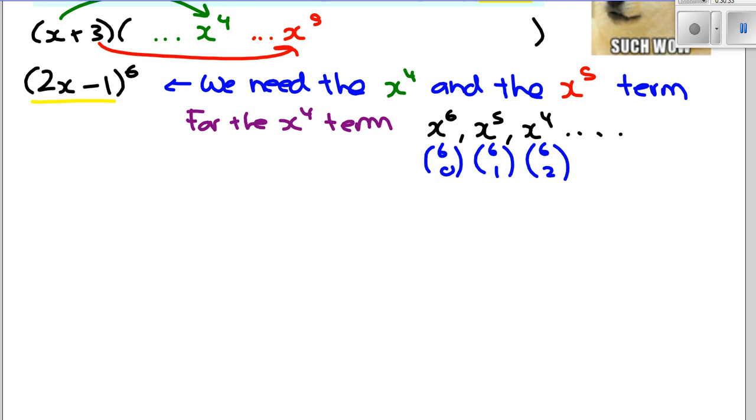I'll make a little heading for the x to the 4 term. Let's work it out here. So it's dealing with 6 choose 2. So that gives us the x to the 4 term. That's a little binomial coefficient. And in colours.